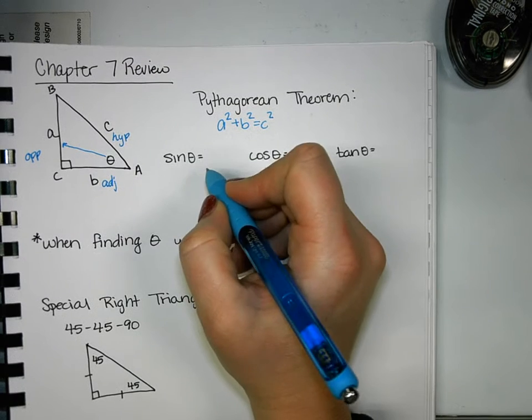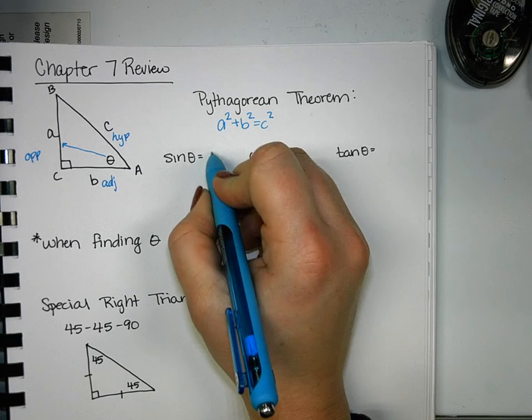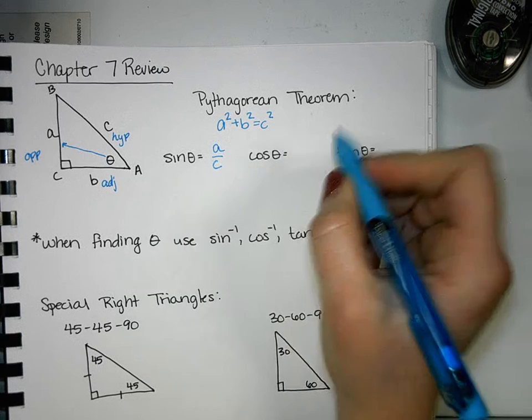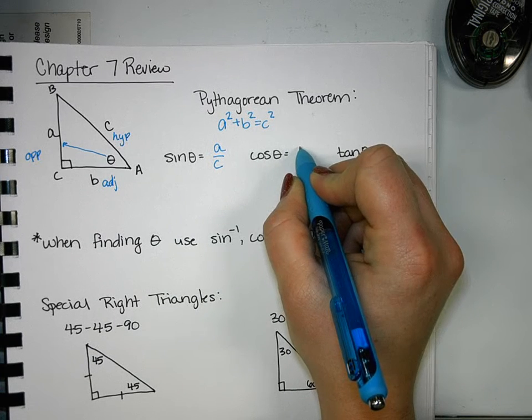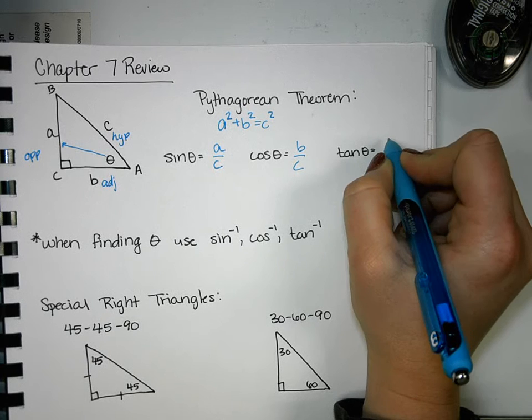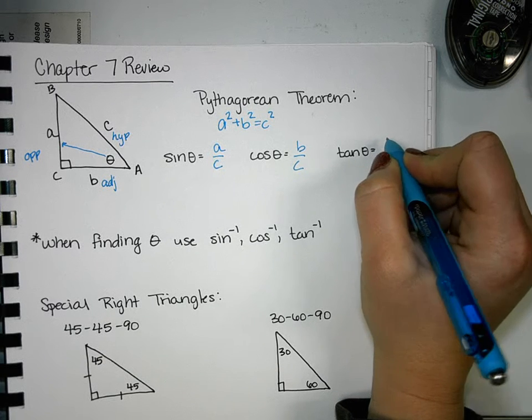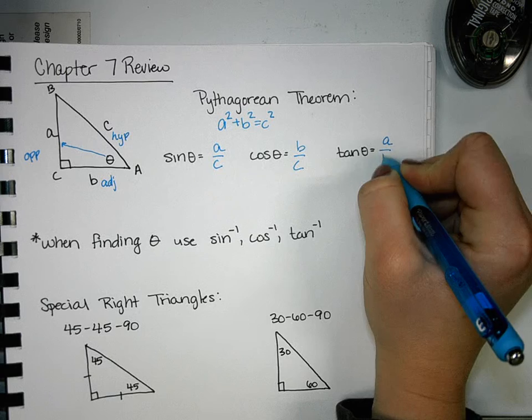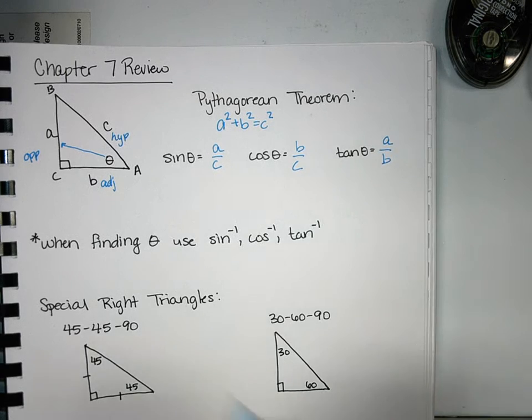So Robert, what was sine? A over C. Cosine? B over C. And tangent? A over B, opposite over adjacent.